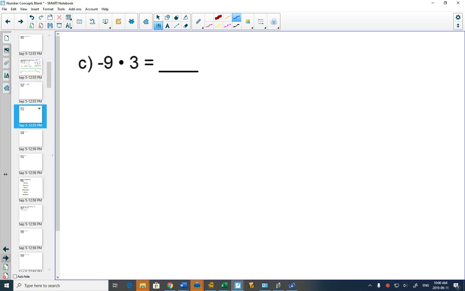Here we've got the dot for multiplication. So this means negative 9 times 3. First of all, is the answer going to be positive or negative? Negative. So we can put that sign out in front. And then we just have to ask ourselves, what's 3 times 9? 27.